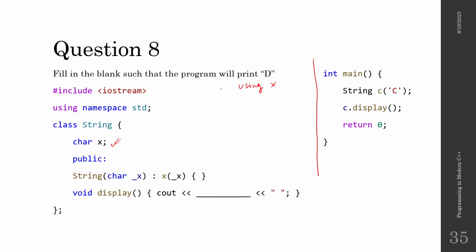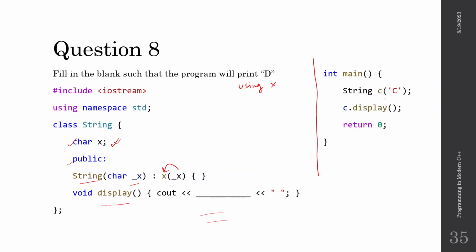Okay, so here we have a class string. Okay, and it has a private data member x, and in the public scope we have a constructor which accepts a character and it sets x to underscore x. Okay. Then we have a display function which prints something here.